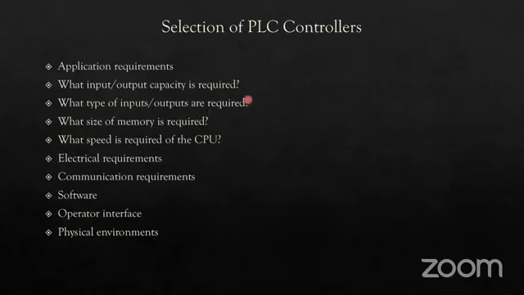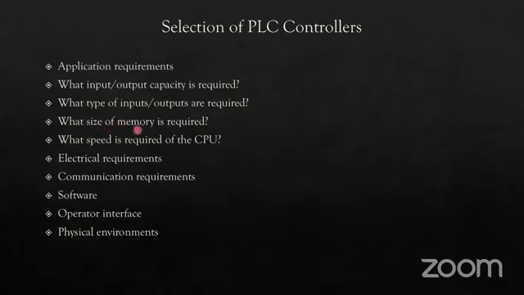What type of input outputs are required? That depends on the instruments in the plant or machine. If you have only digital signals coming to or going from the PLC, then you will need only digital input output cards. But if you have analog instruments also, like a level sensor, temperature sensors, or flow meters, then it will require analog inputs or outputs. So that depends on the type of instruments you have. And then what size of memory is required. Memory means, when you program this controller, how many lines of program you have depends on the size of the memory. If you have a bigger program, then you will need more memory in the controller.